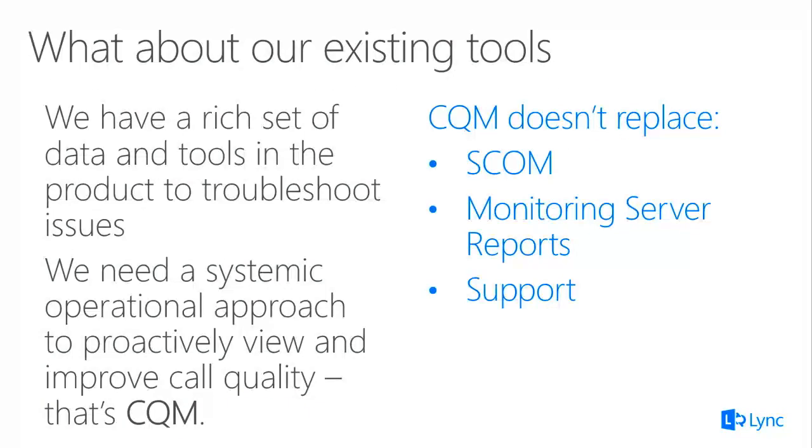So the product has a rich set of tools today for troubleshooting, and there's lots of sessions during this conference about how to use them, and CQM is not meant to replace them, and actually CQM needs them. The out-of-the-box monitoring reports, SCOM, of course, our wonderful folks on our support team, offerings like RAP. But for the most part, these are reactive tools to troubleshoot. What we're missing is a proactive framework that you can systemically implement within your ops team, within your daily, weekly, monthly processes, to keep an eye on quality levels.